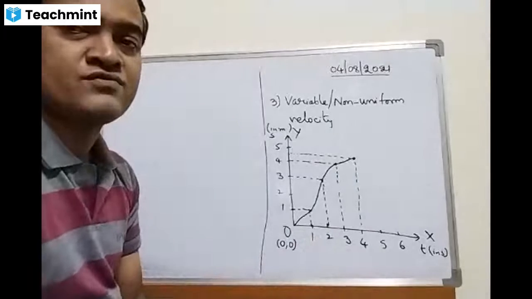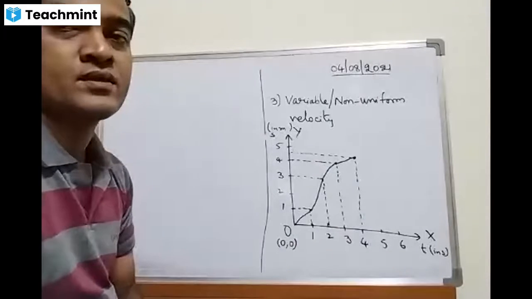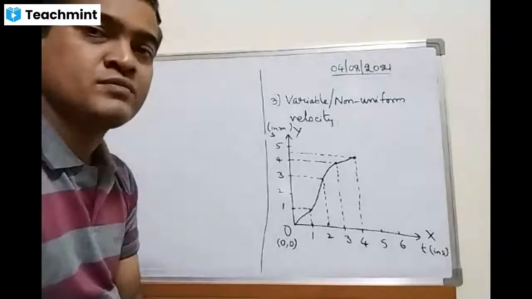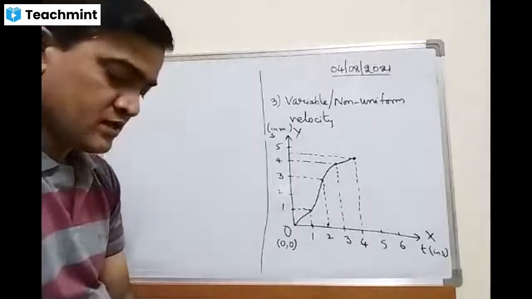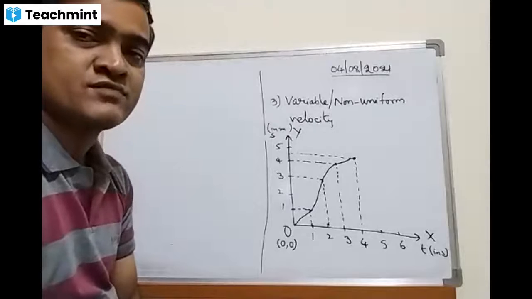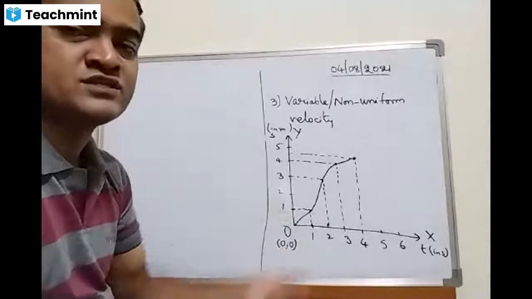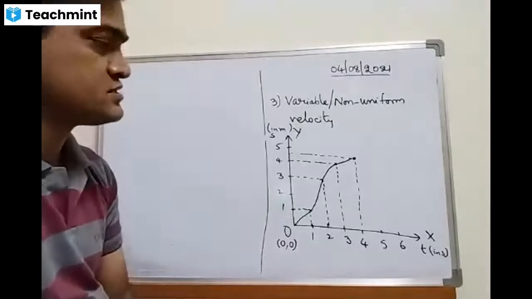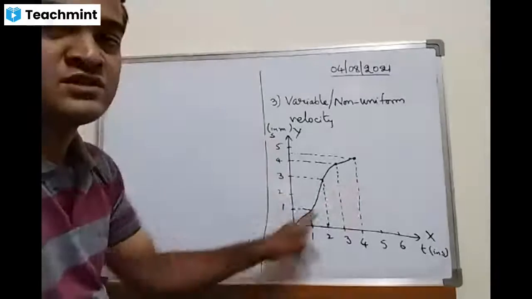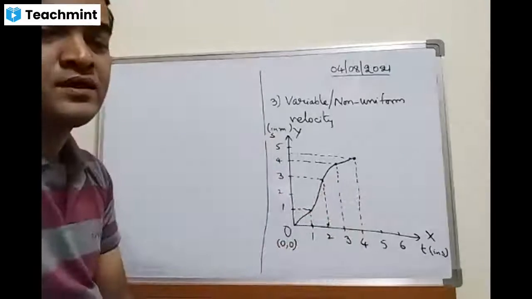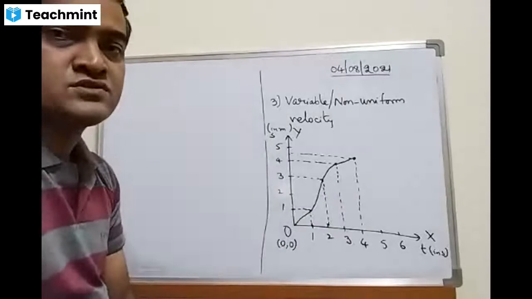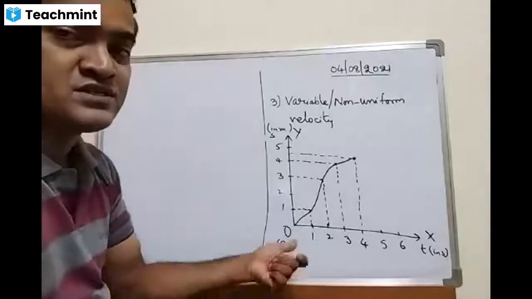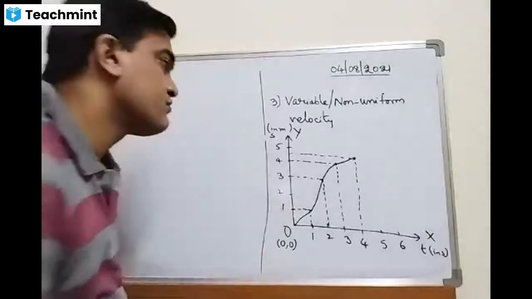This graph is said to be non-uniform velocity, or you can say variable velocity. That means for equal time intervals, I have shown you different displacements, or I can say unequal displacements along y-axis. That is the reason you got the curve. So I can say that this curve is nothing but displacement time graph representing non-uniform velocity.